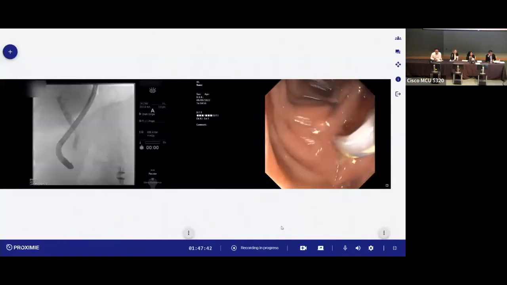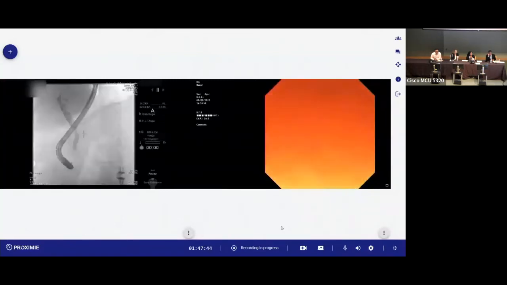And we're still injecting a little bit, just a touch more. And I'm going to, now we're a little bit more judicious with contrast. Stop here. It's floating up the duct if you over inject.